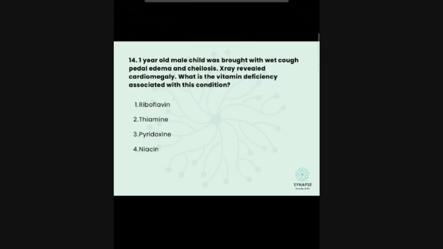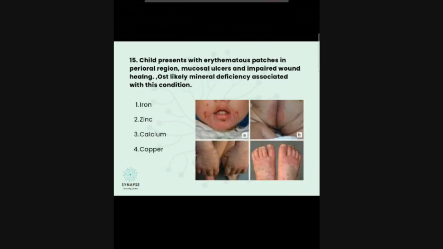So next, a child presents with erythematous patches in the perioral region with mucosal ulcers and impaired wound healing. The most likely mineral deficiency associated with this condition? Where is it present? It is present in all the major orifice areas, as well as palms and soles. It is around the mouth, the gluteal region, around the anal opening. Then on the palms and soles there is peeling of skin, and mucosal ulcers. What is it?